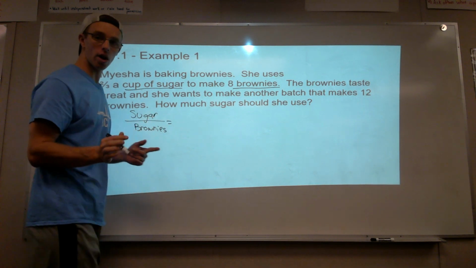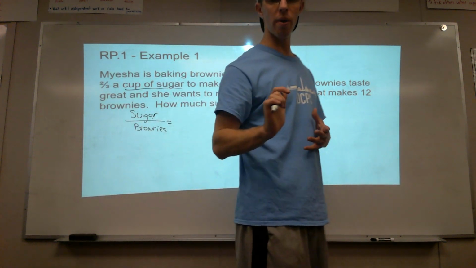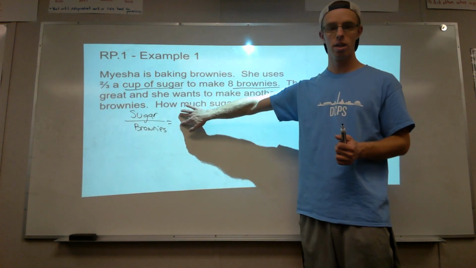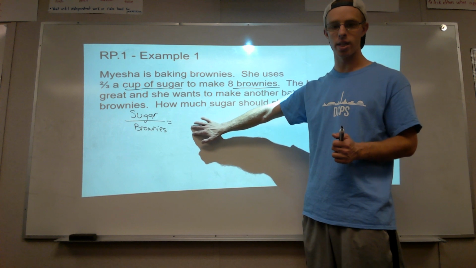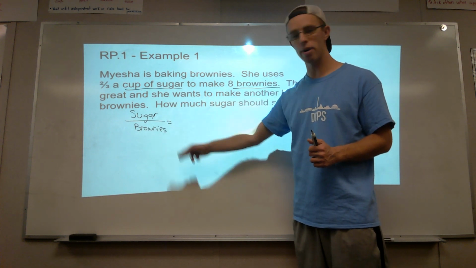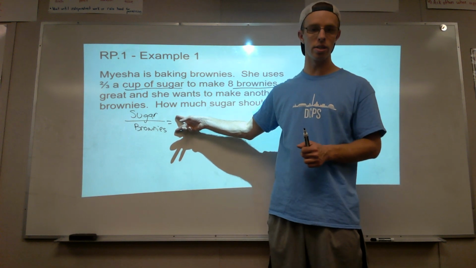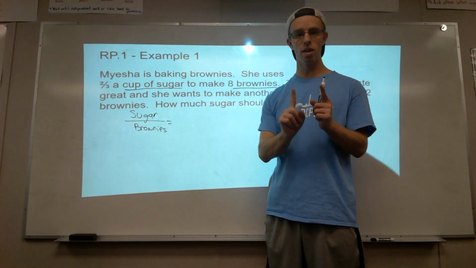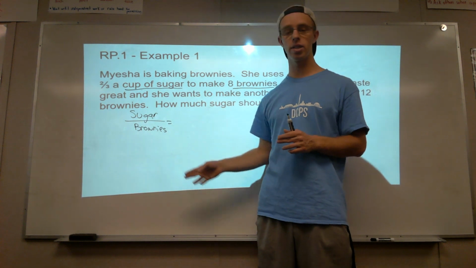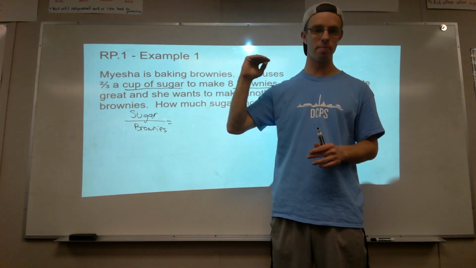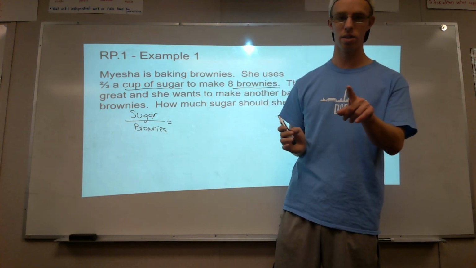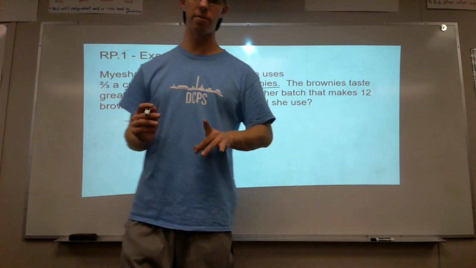And I always am going to write it out with words first, so that I don't get confused later in the process. I am talking about the sugar to brownies ratio. It does not matter which variable goes on top and which goes on the bottom, as long as you stay consistent. So if you put brownies over sugar and you align up your numbers right, you'll still get the same answer. So let's go through the next steps now.